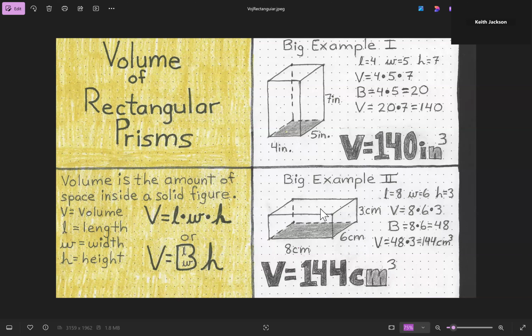Okay, you have been given some significant information. I wouldn't blame you if you need to pause the video to take a look at things or replay this video as many times as you need to get a deeper understanding of the volume of rectangular prisms, y'all.